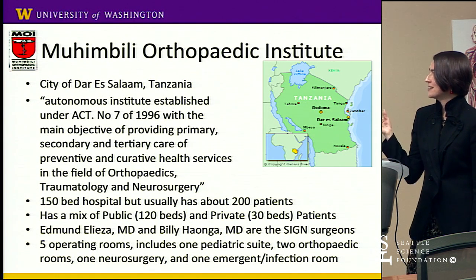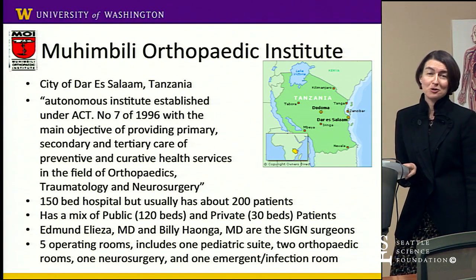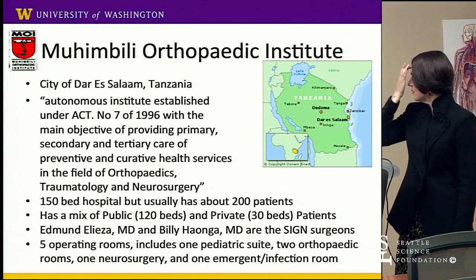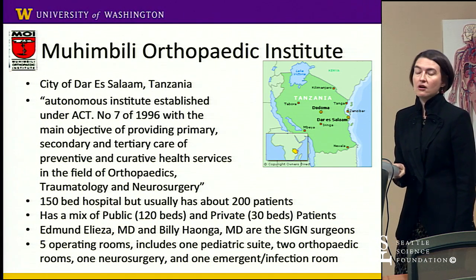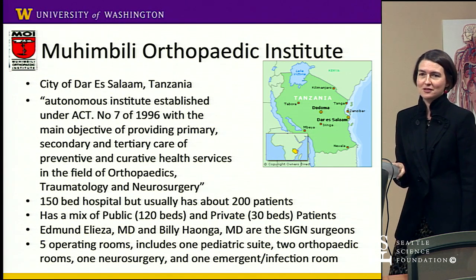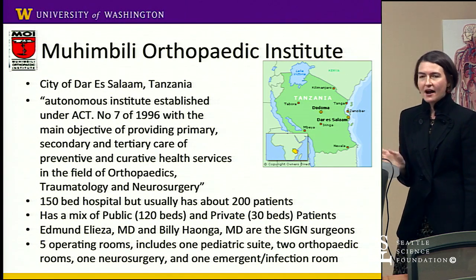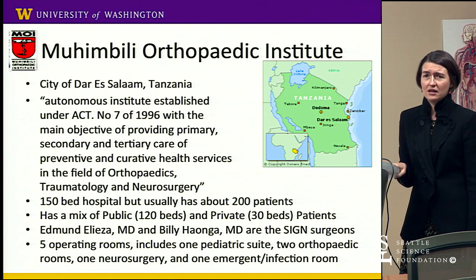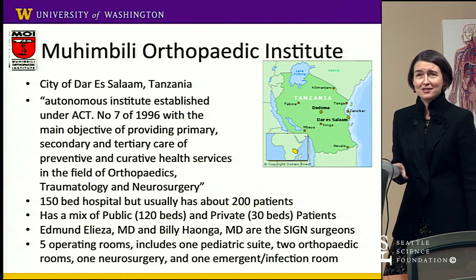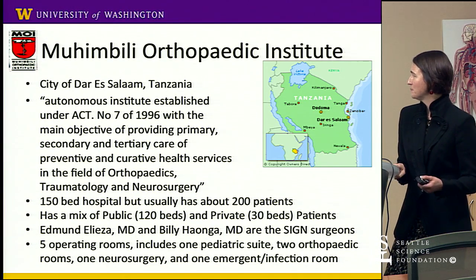So it's a mixture, and it's a 150-bed hospital, but it usually has 200 patients. So a lot of patients are on floors and in hallways, and really, really interesting. And I credit Dr. Ilieza and Haonga. Billy and Edmund were amazing, and these two surgeons run this whole program, very active in SIGN and also internationally in promoting orthopedic care in Africa. Very dedicated, they spend their whole time at that hospital helping patients, and also have an interest to do research, which is awesome.